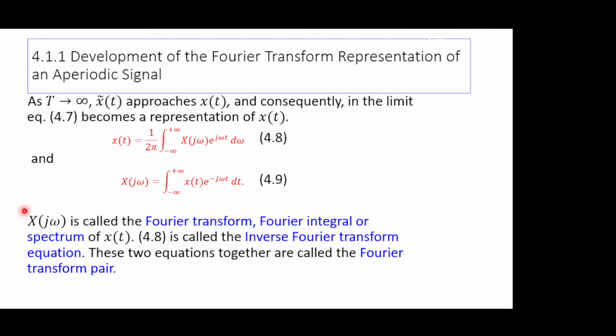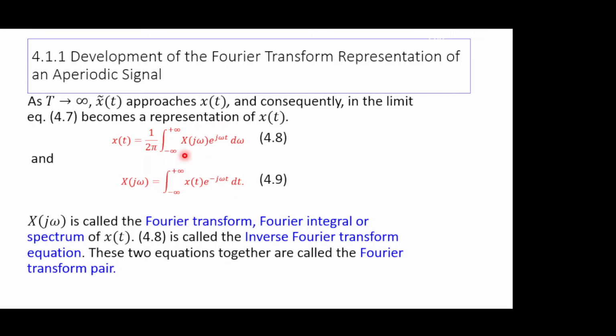And we believe that you can also transform back from X of j omega to x of t. This is called the inverse Fourier transform equation. And x of t is equal to this integral of big X of j omega times e to the j omega t.